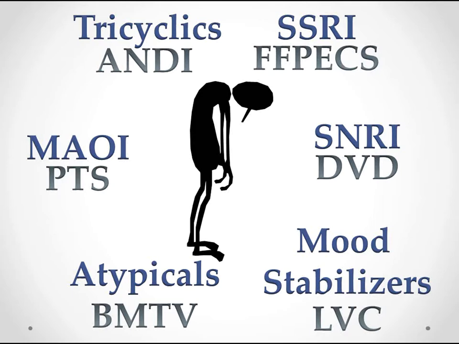And then the mood stabilizers, I don't have a mnemonic for this. LVC, let's see, that's going to stand for lithium, valproate, and carbamazepine. I think we could probably add lamotrigine in there too. But we're actually really only going to talk about 4 of these categories here today. We're going to talk about tricyclics, SSRIs, the MAOIs, and the atypicals.